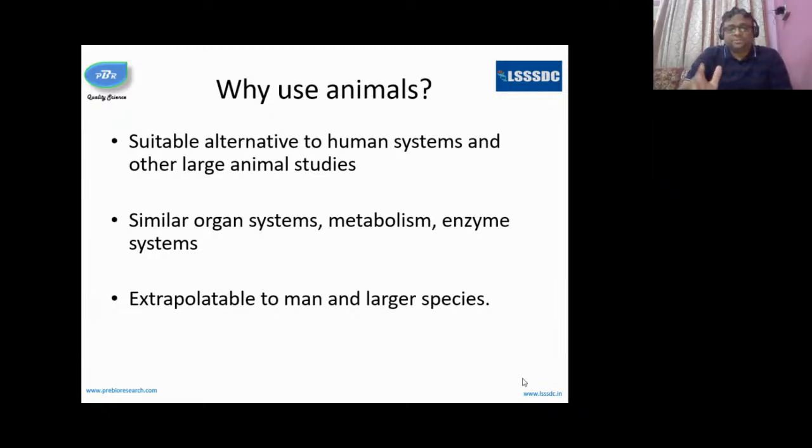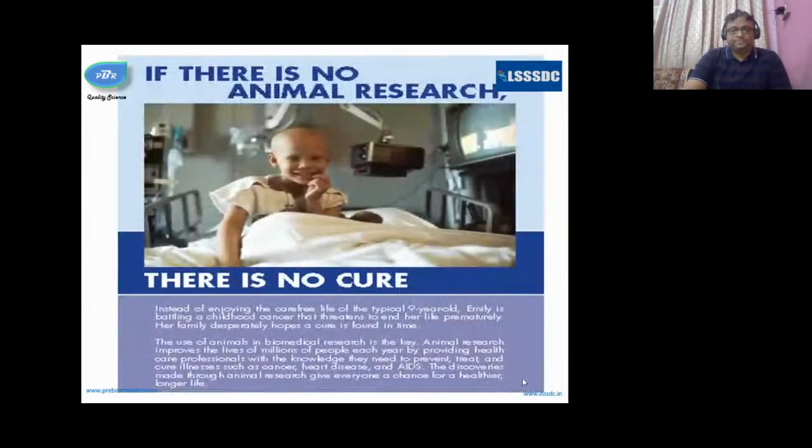So these are the reasons why we have to use animals in drug discovery and development. Also, as you can see, apart from being ethical and all, at the end of the day, by this animal research, eventually what are we trying to do? We're trying to screen molecules or drug candidates which are going to be used for one or the other disease treatment or prevention, right? If it is a vaccine. So the point is, this is just an example.